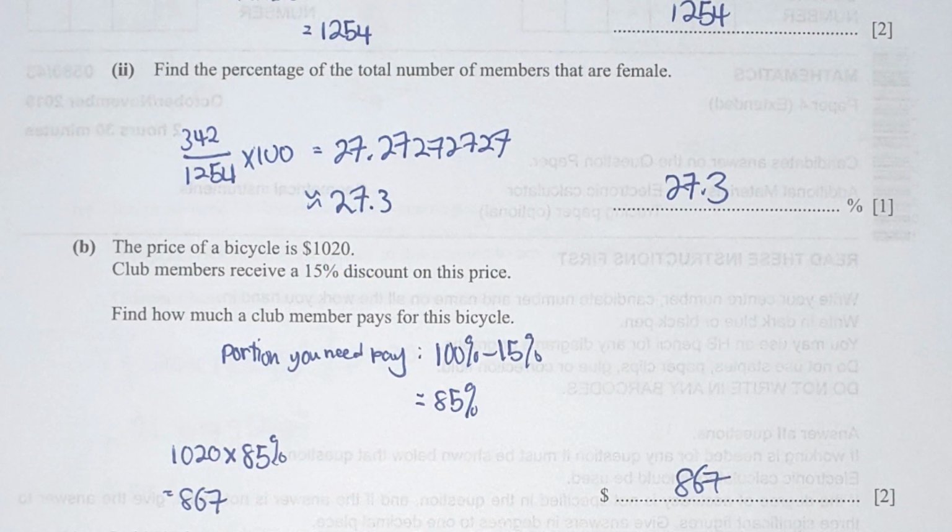Section B, the portion you need to pay is actually 100% minus 15%. You will get 85%. So 1020 times 85%, the amount you need to pay is actually 867.